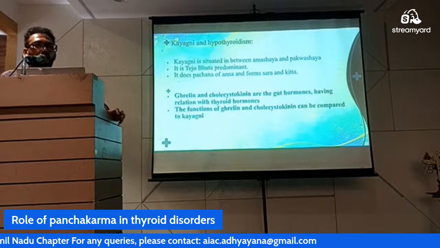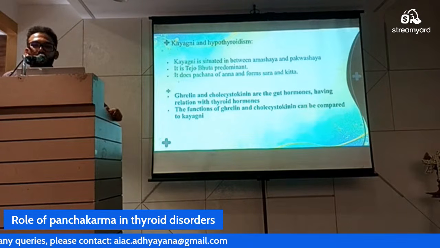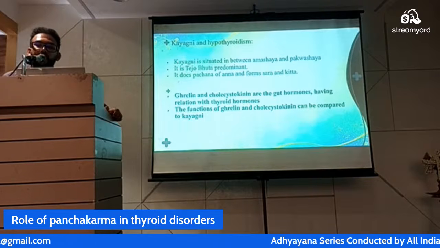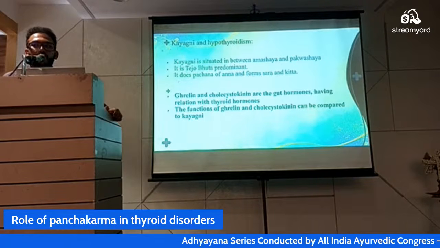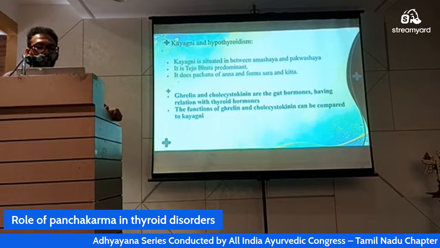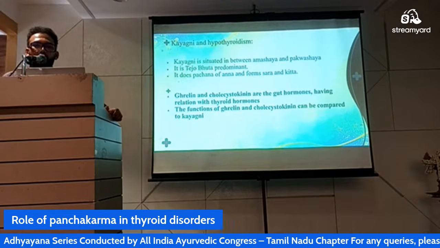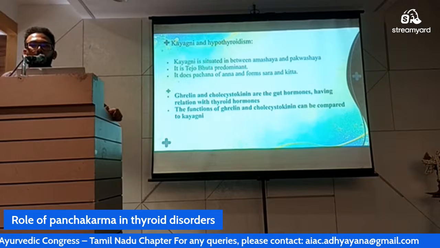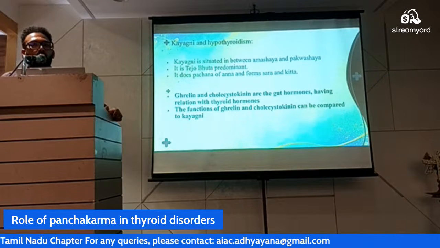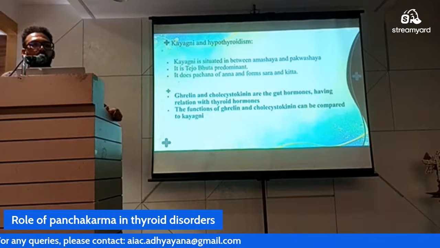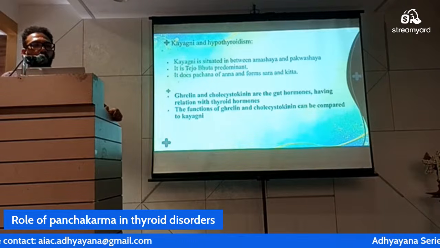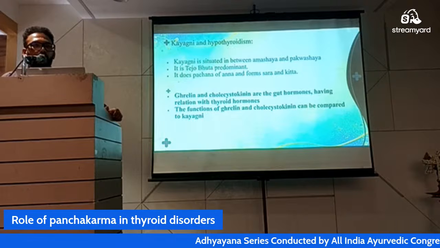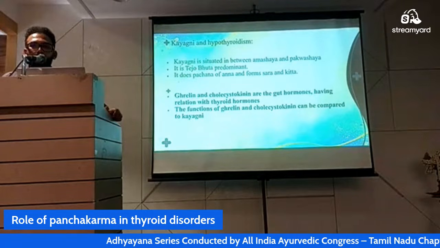How do we correlate Jatra Agni with thyroid disorder? Jatra Agni, as we know, is situated between the Amasya and Pakvasya. It is Tejo Mahabhuta predominant. It does pachana of the Anna, which leads to Sara and Pitta Vibhajana. Here in modern science we have two gut hormones called ghrelin and cholecystokinin. Ghrelin is called the hunger hormone. Cholecystokinin is a protein peptide hormone which helps in the digestion of fats and lipids as well as in the separation of amino acids from the proteins.